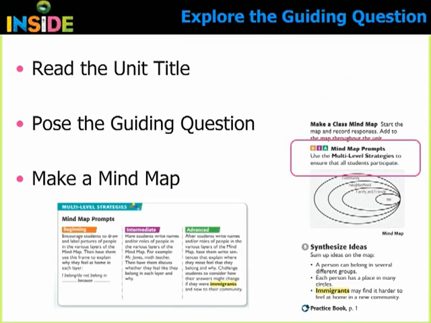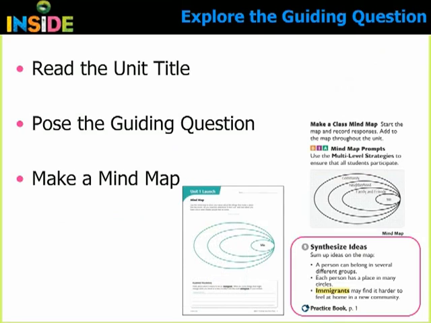These multi-level strategies are a perfect form for helping differentiate instruction in your classroom, and they are provided throughout the instruction. As you wrap up the mind map, students synthesize ideas and develop their own mind map in their practice book.